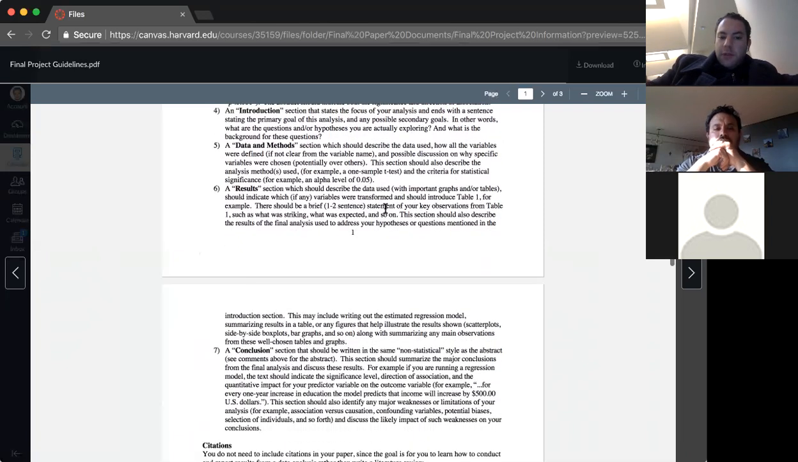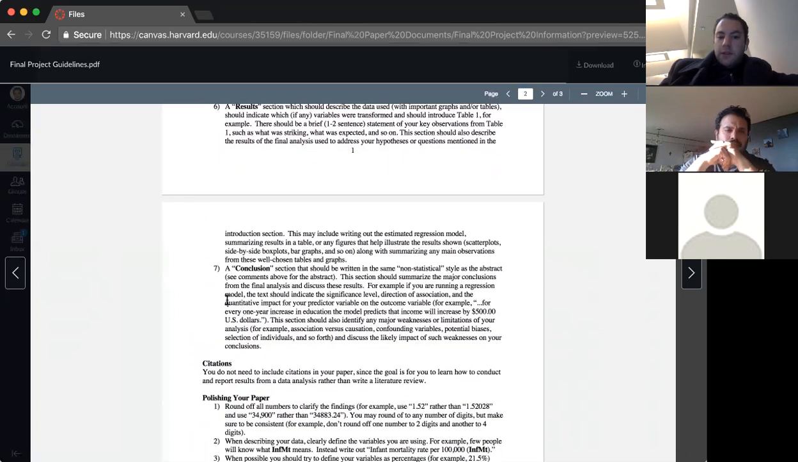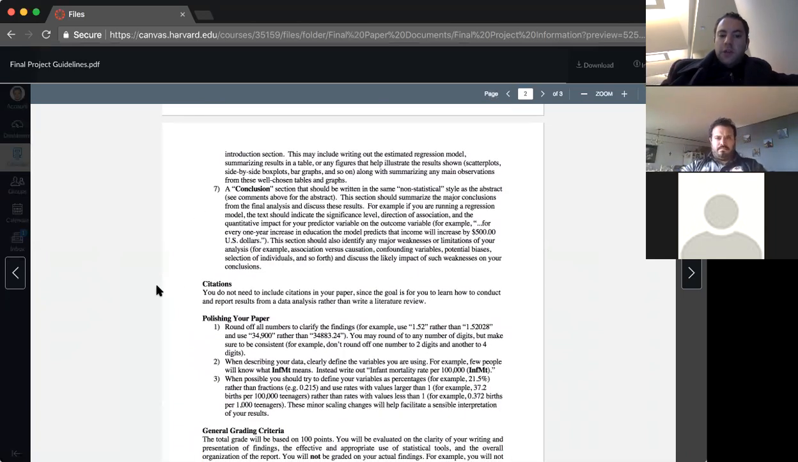And then you'll have a results section, which will include your results from your analysis, the data with your figures, graphs, or tables, and will explain briefly the significance of the results. And then finally, the conclusion. This is the lengthy section where you're really going to be telling the reader what the significance is of the results that you found, summarizing the analysis you did as a whole, and why it matters and how it adds to the conversation.